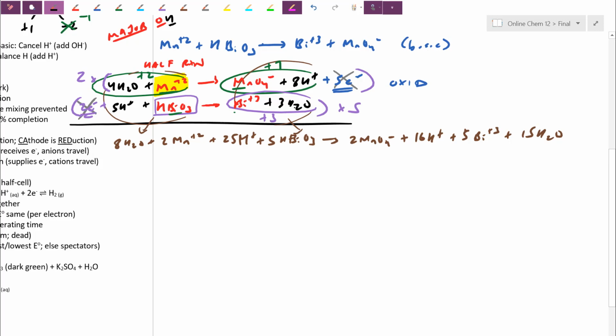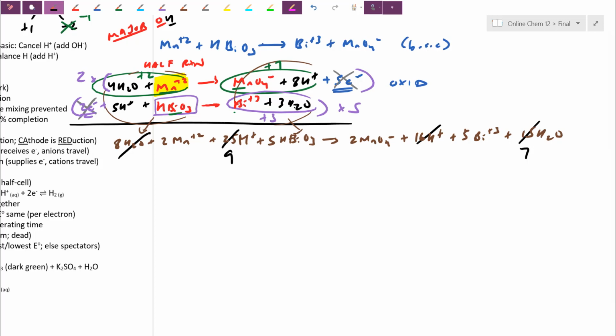So 25 and 16, let's get rid of this 16. Let's just leave that as a 9. Over here I have 8 waters, I have 15 waters. Let's get rid of that, and let's make this here as 7 waters. Right? At this point here, everything should be balanced for number as well as for charge.